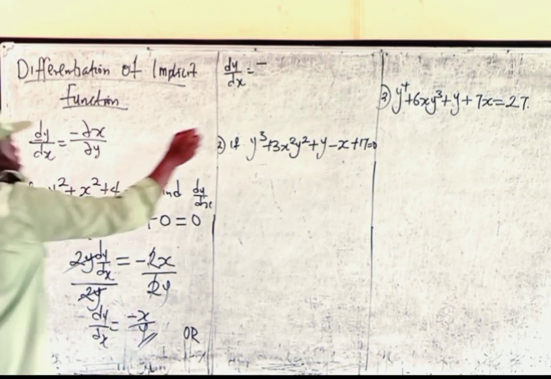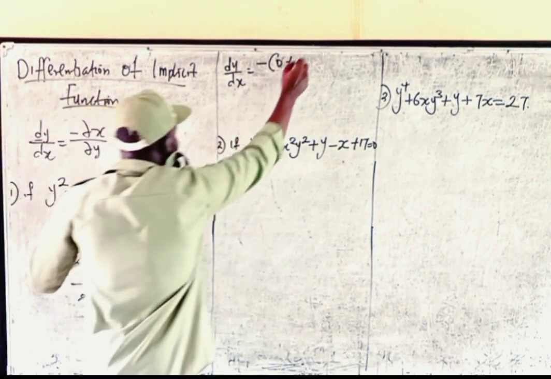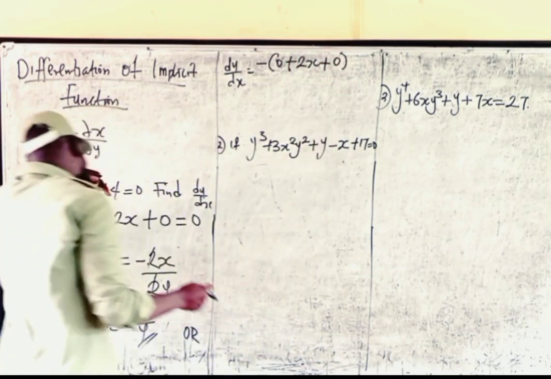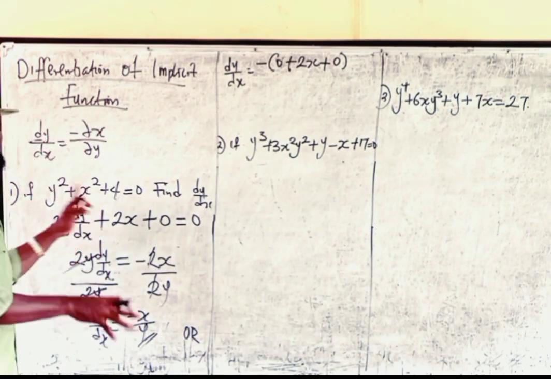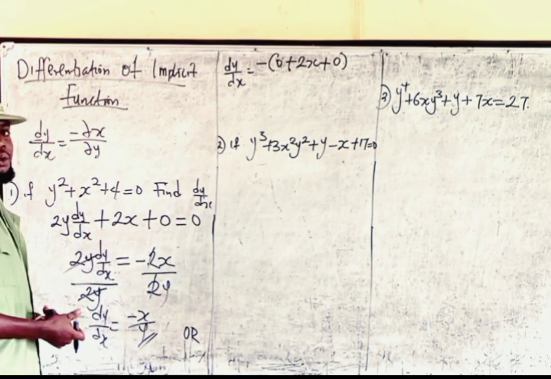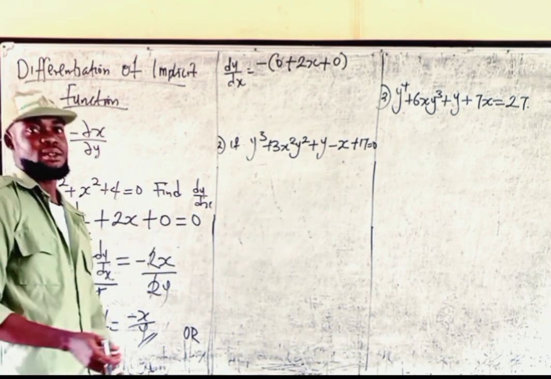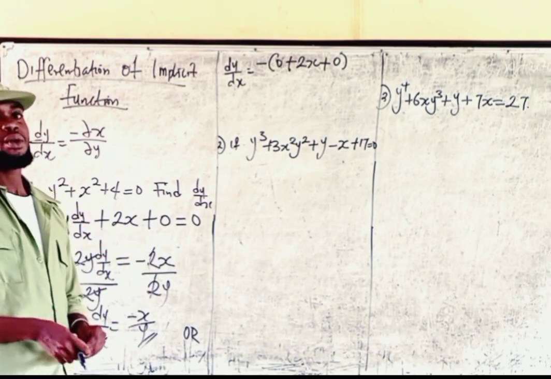So if you differentiate that, it will be 0. Then plus differentiating x squared, that will be 2x. Then plus 0. And note, if you want to use this formula, the first thing you take note of is to check whether the equation is equal to 0. If the equation is not equal to 0, ensure you equate everything to 0. It's very important. You equate everything to 0 before you start your solving.